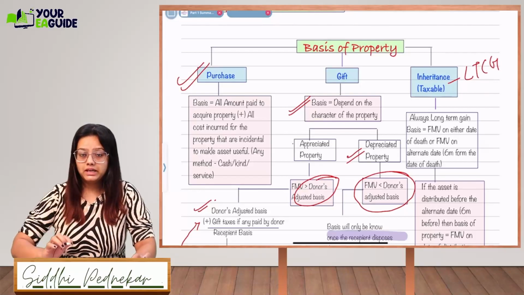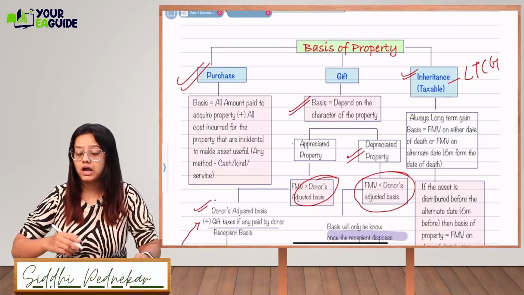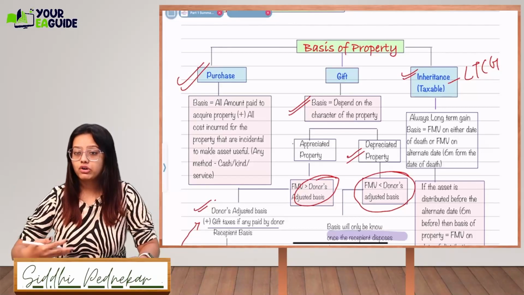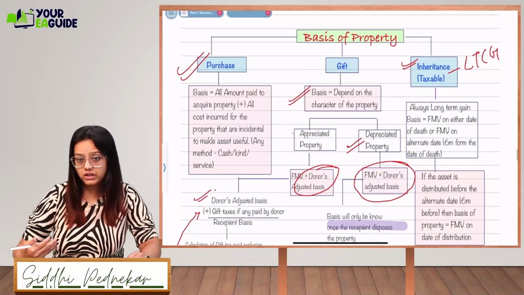Understand this: you have to identify whether it's long term or short term. Inherited property is always treated as long term. Now, how are you going to calculate it, how are you going to consider the value, because you have received it as an inheritance?